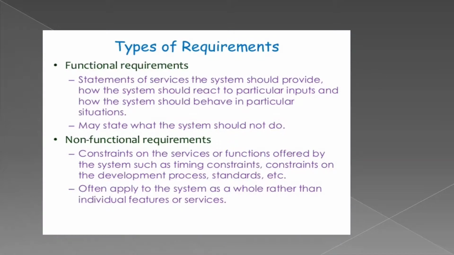Next is types of requirements. In that there are mainly two types. One is functional and the other is non-functional requirements. Functional requirements are statements of services the system should provide, how the system should react to particular inputs and how the system should behave in particular situations. So according to the input, what output we get, or according to that particular situation, what output we get. That is what functional requirements are. So for a statement, what kind of output comes. That is what functional requirements are.